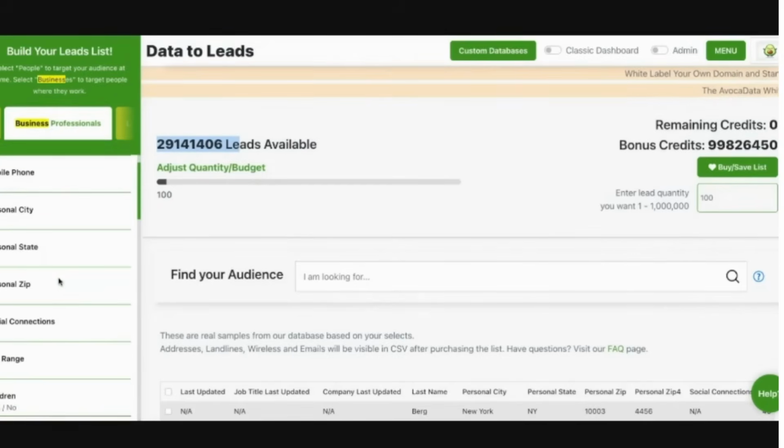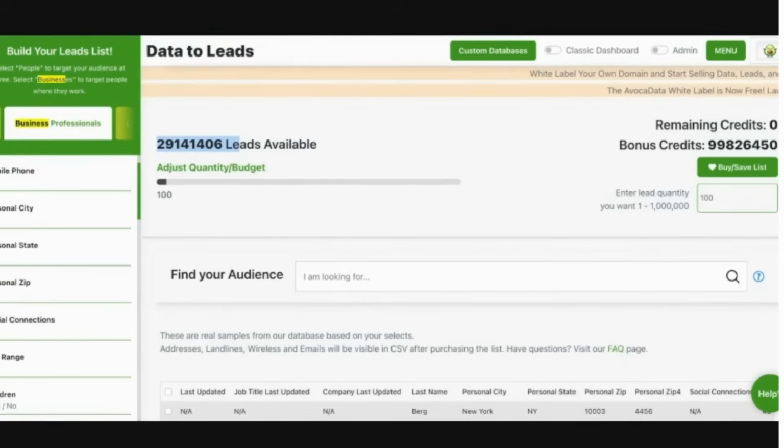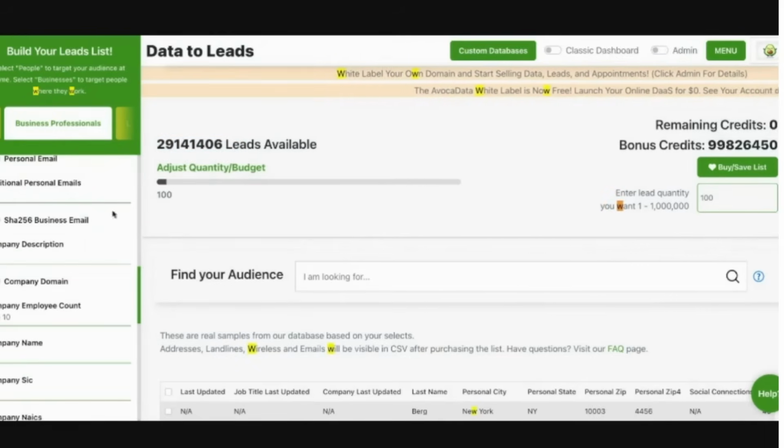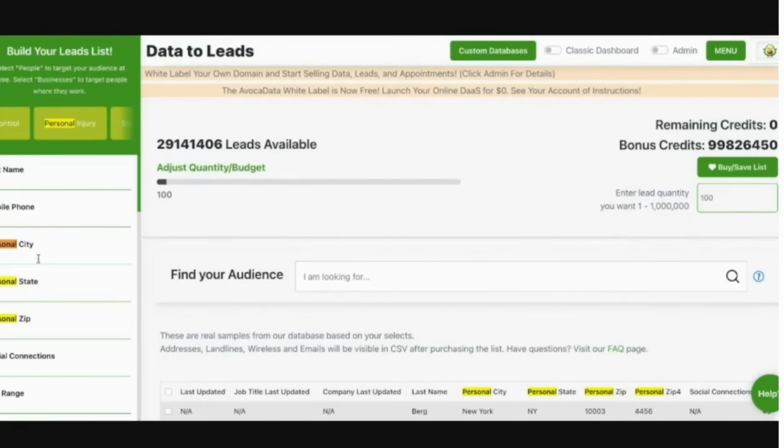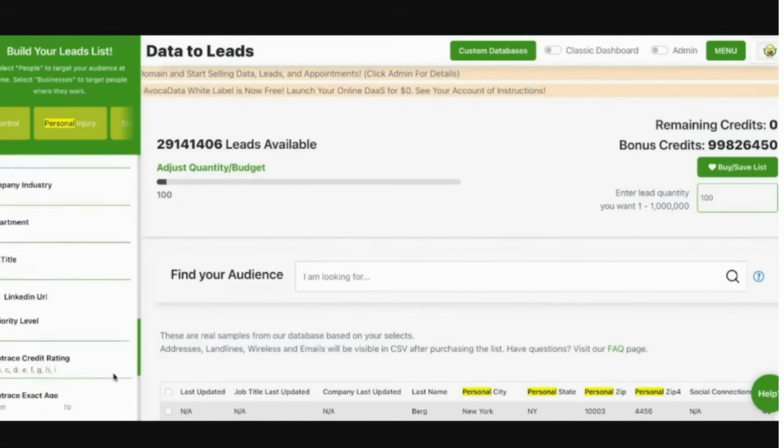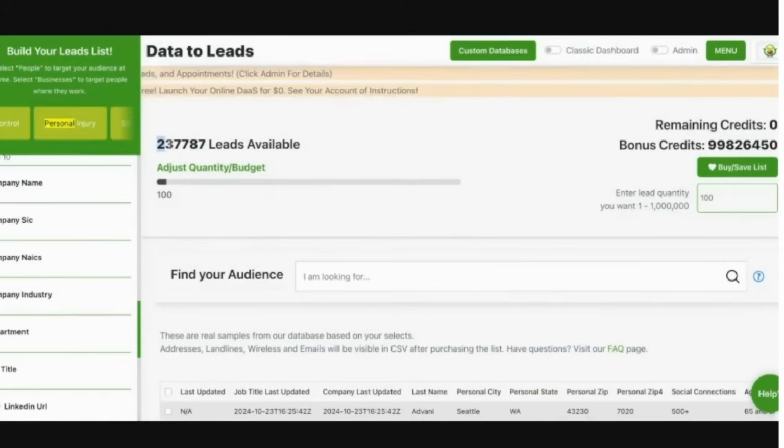Okay. What was the state you wanted to do again? I remember was it Massachusetts or Pennsylvania? Oh, it was Washington, Seattle. Seattle. Okay. So we go off, we look at personal city, right? Now I was looking this up yesterday when we were talking. I think there's like 1 million in Seattle, 237,000.